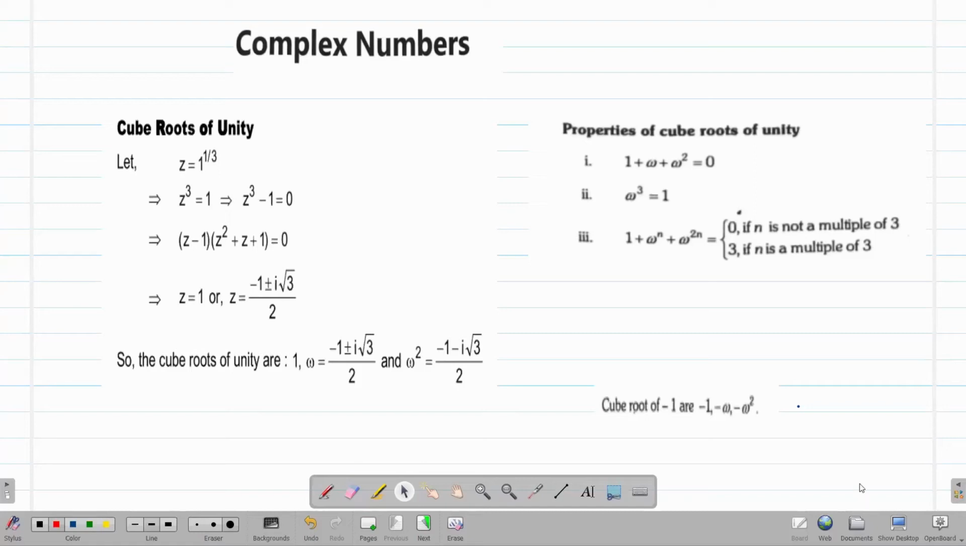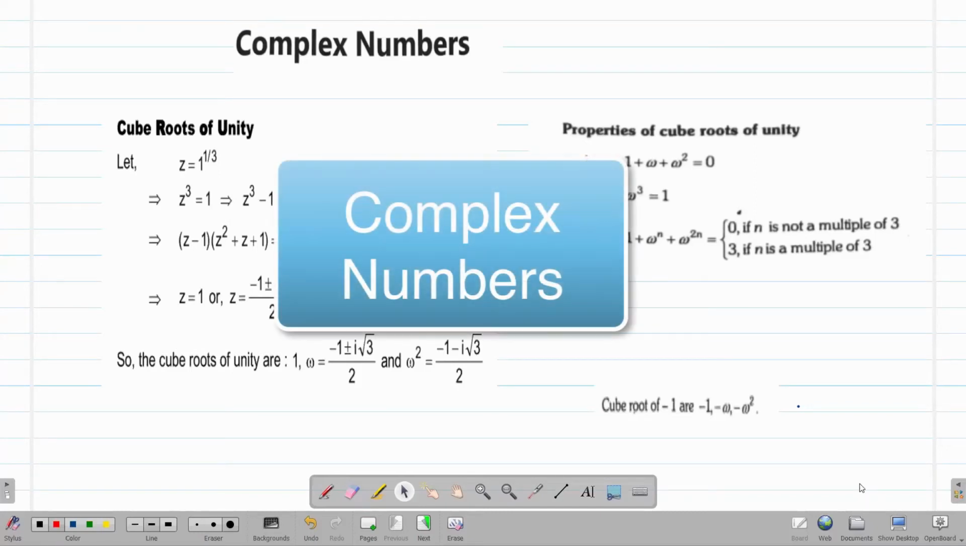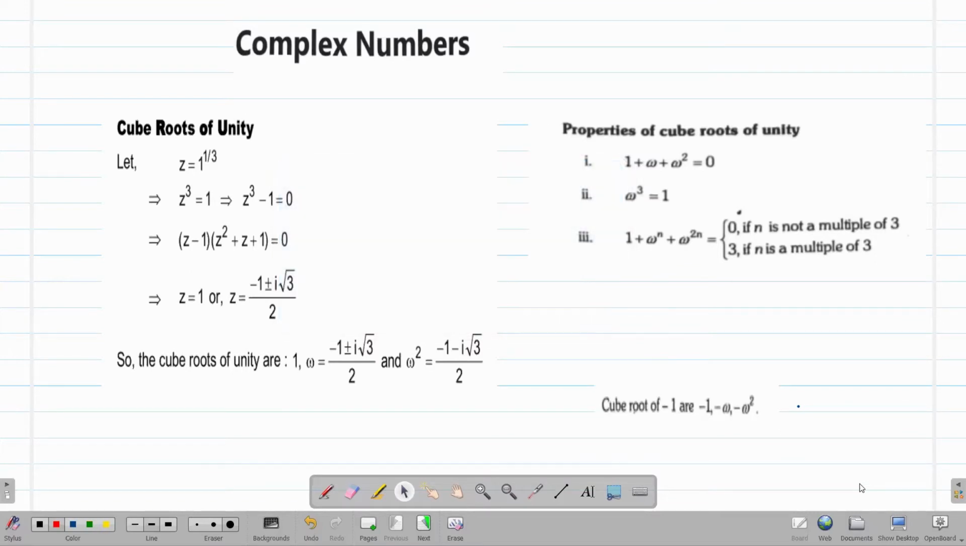Hello students, today's video is on complex numbers. I'm going to discuss with you the cube roots of unity, its properties and applications along with previous year questions.